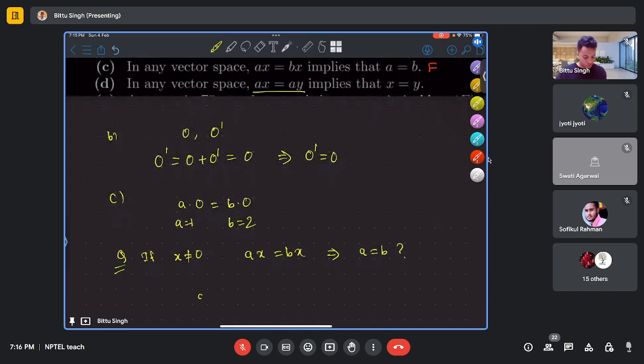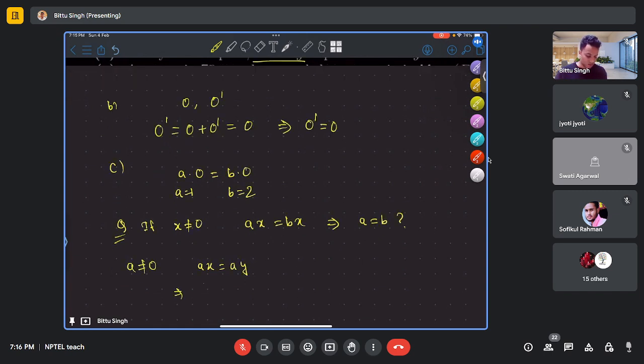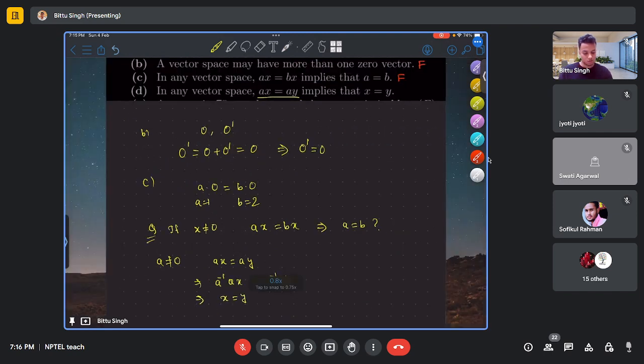That is X equal to AY, the second question, and given A is non-zero. Then you can multiply A inverse on both sides. So A inverse times AX equal to A inverse times AY. This will give X equal to Y. What you are saying will be true for the next question, D. But for this question, your argument will not work.